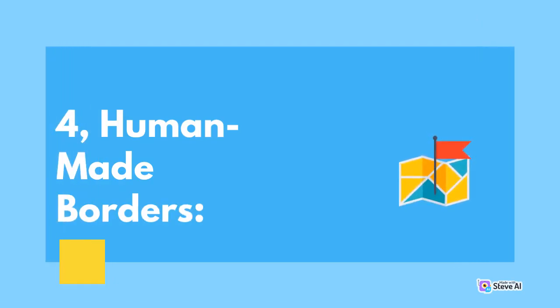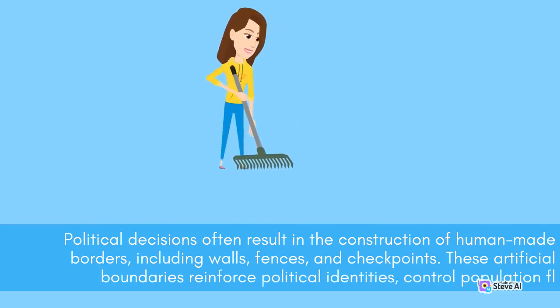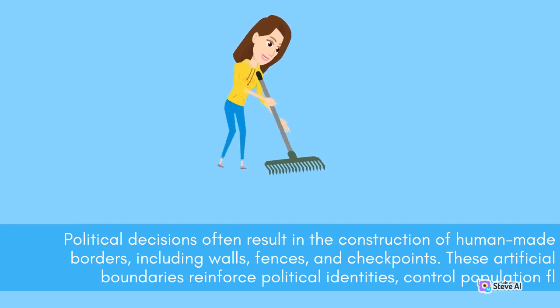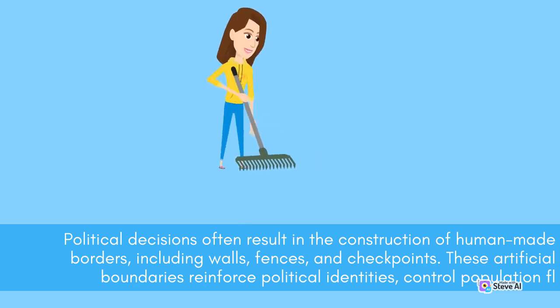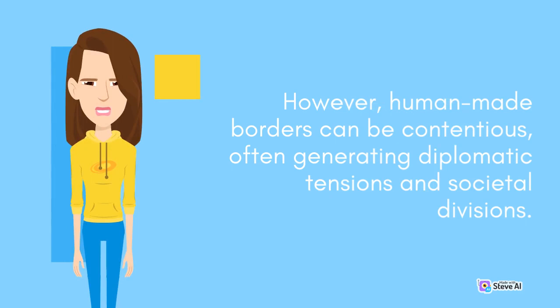4. Human-made borders. Political decisions often result in the construction of human-made borders, including walls, fences, and checkpoints. These artificial boundaries reinforce political identities, control population flows, and promote national security interests. Wall constructions, such as the Berlin Wall or the U.S.-Mexico border fence, exemplify how politics uses human-made borders to shape political realities. However, human-made borders can be contentious, often generating diplomatic tensions and societal divisions.